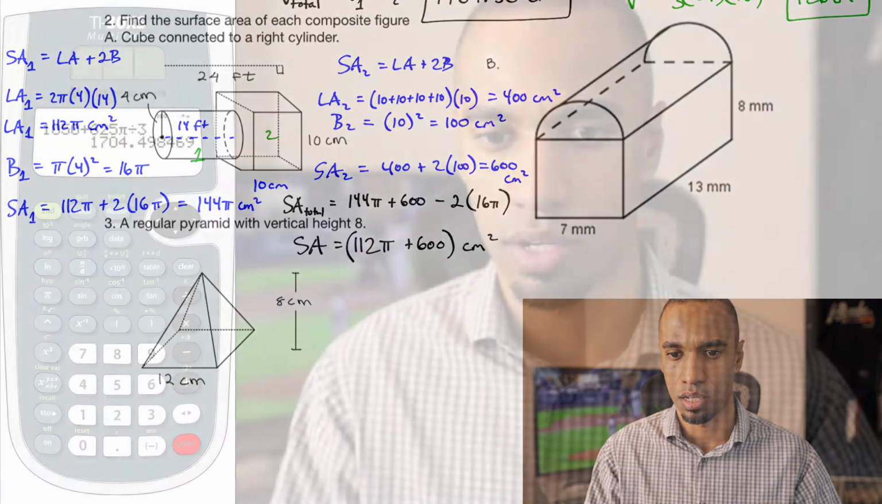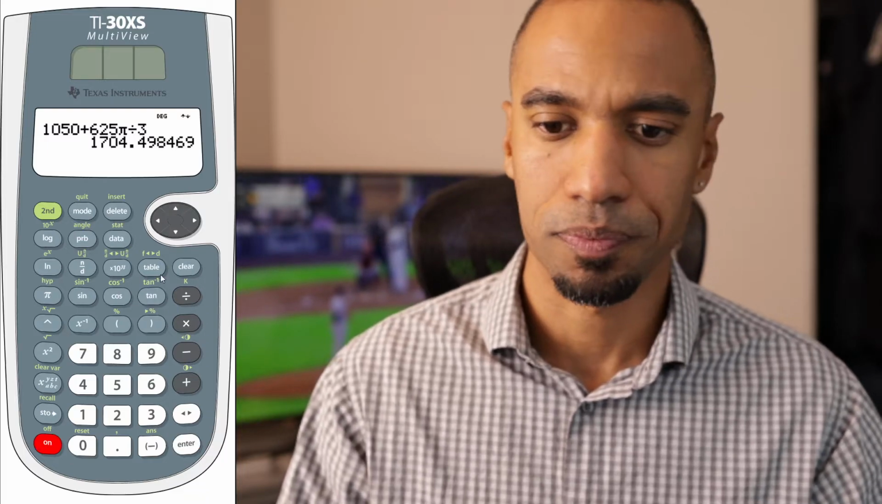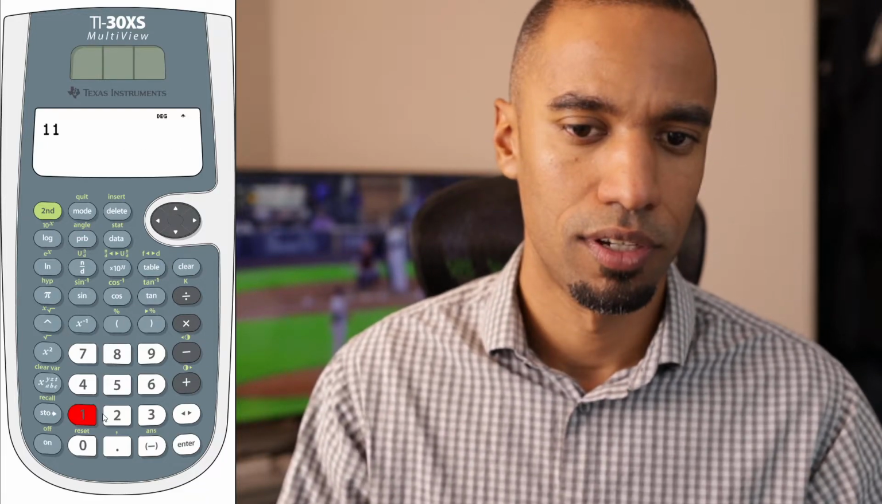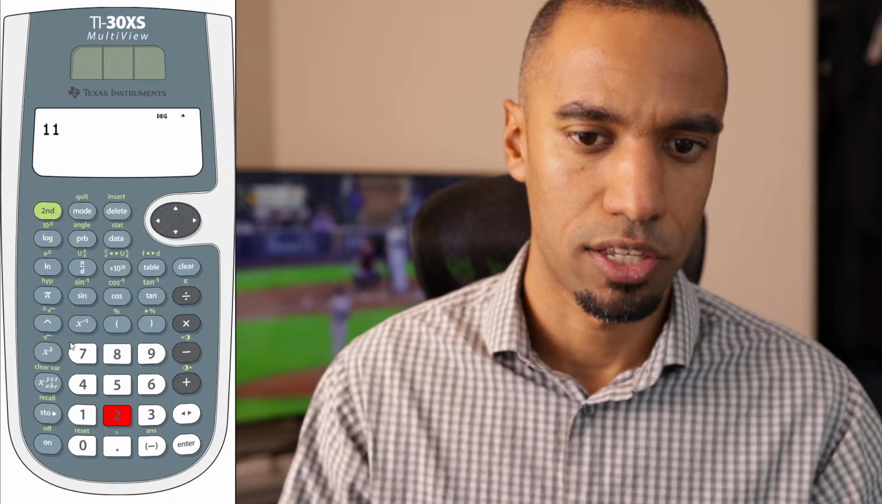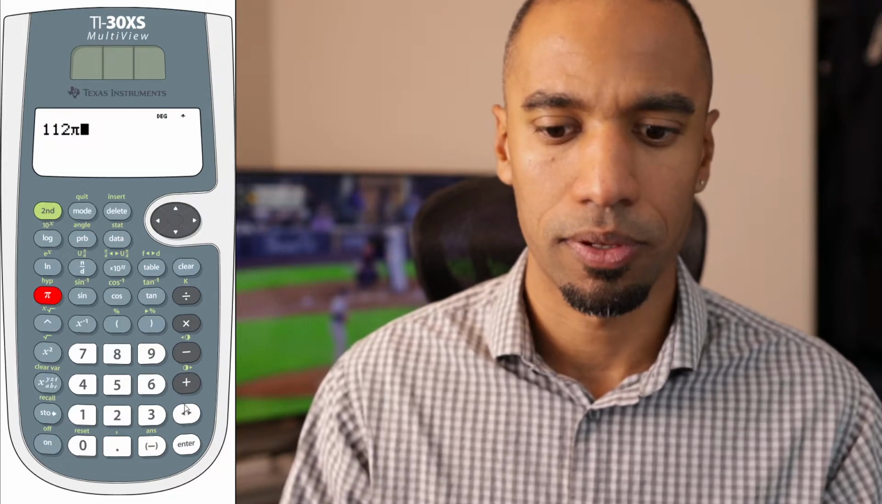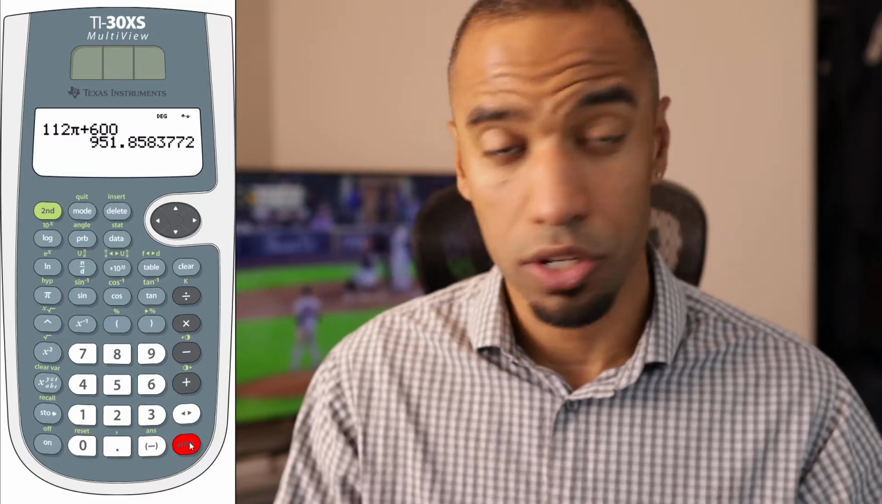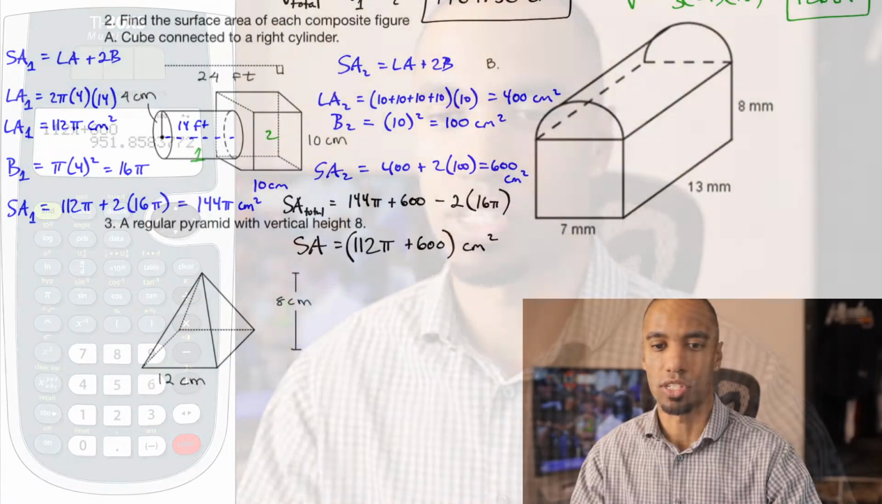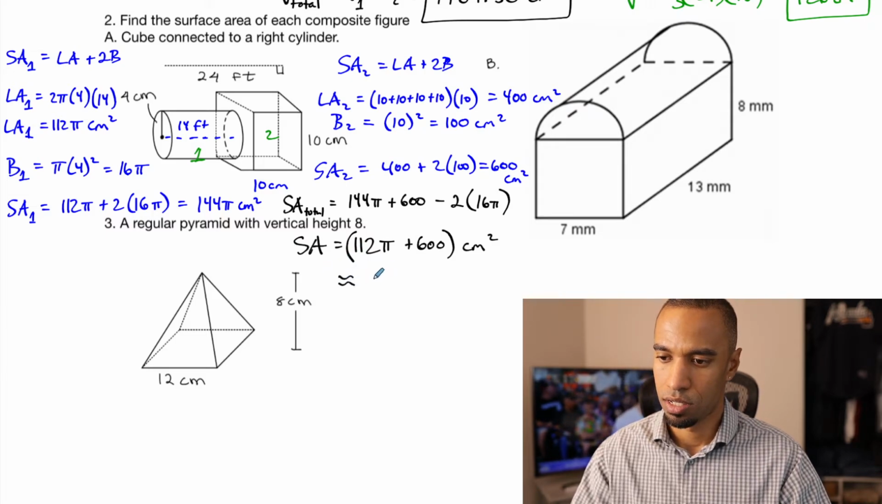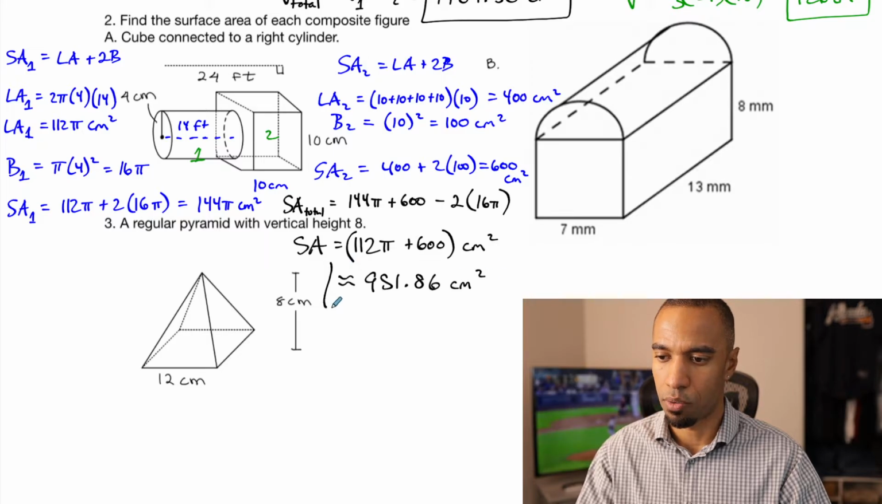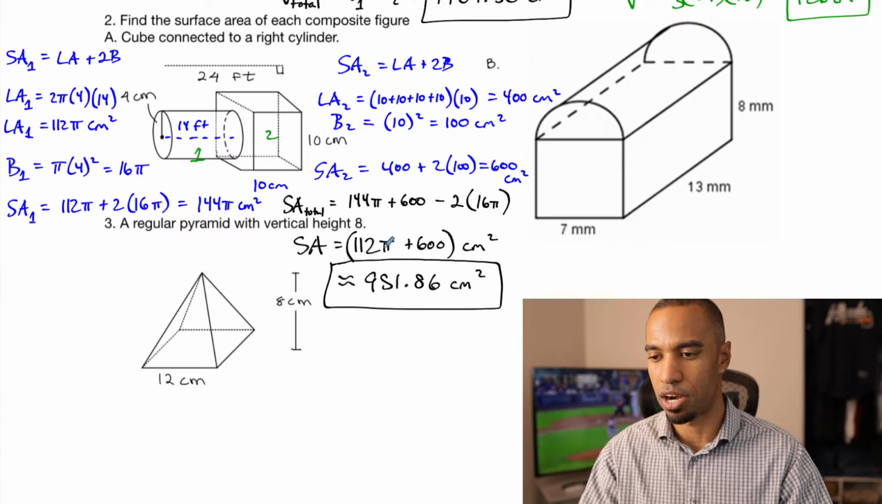Let's go to the graphing calculator, or the calculator, I should say. And we're going to get 112 pi. Did I hit 12? Nope. Pi plus, it is a little laggy, 600. So much that emulation can do, I suppose. 951.86, rounding up again. So 951.86 square centimeters for that one. Always leaving units for these, and because it's area, it's square units.